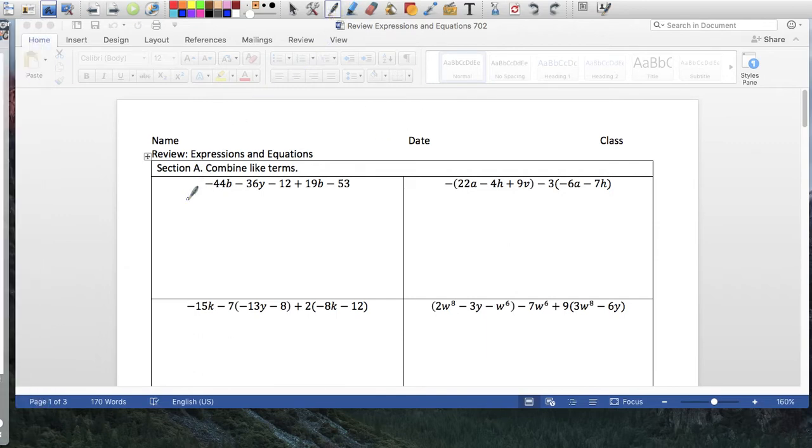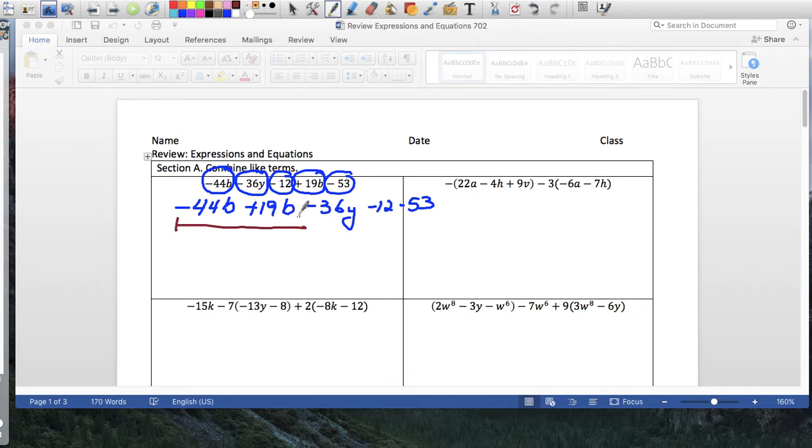Now I will take my time, just because it's a review, and put the like terms next to each other. Minus 36y, minus 12, minus 53. So all my like terms are next to each other, and notice that whatever I'm moving, I move it with the sign that precedes it. Everything gets moved together, including the sign. So now you can combine like terms.